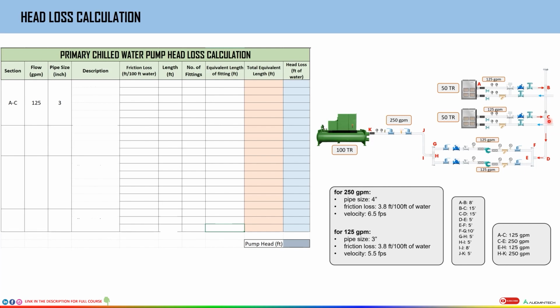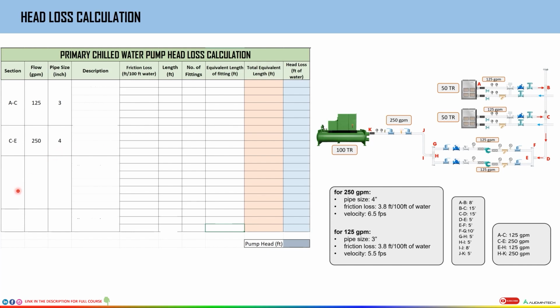So A to C we have already taken. The next section is going to be C to E. Why? Because it has the same flow. After E, the flow changes. So from C to E, there is the same flow. So we'll just write C to E. And what is the flow in C to E? We know it's 250 GPM. So we'll just mention 250 over here. And what is the pipe size? So for 250 GPM, pipe size is 4 inches. So we'll mention it over here.